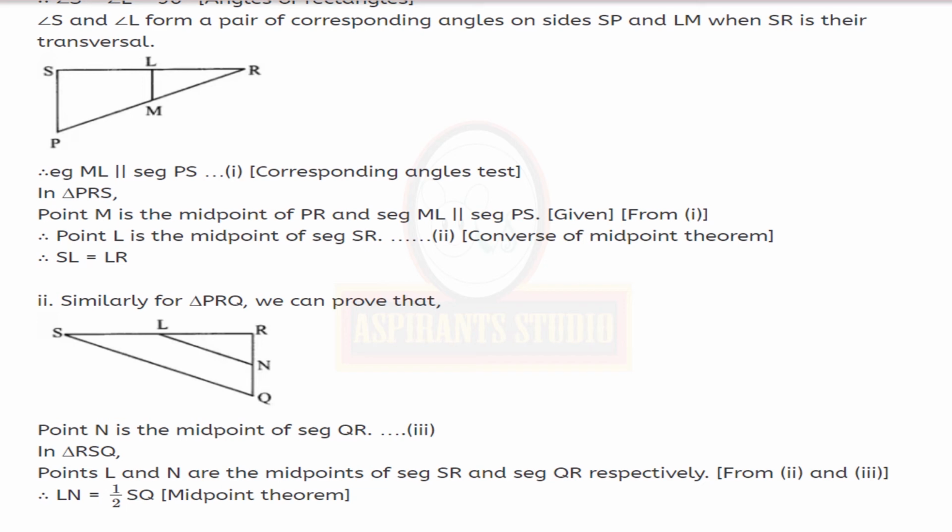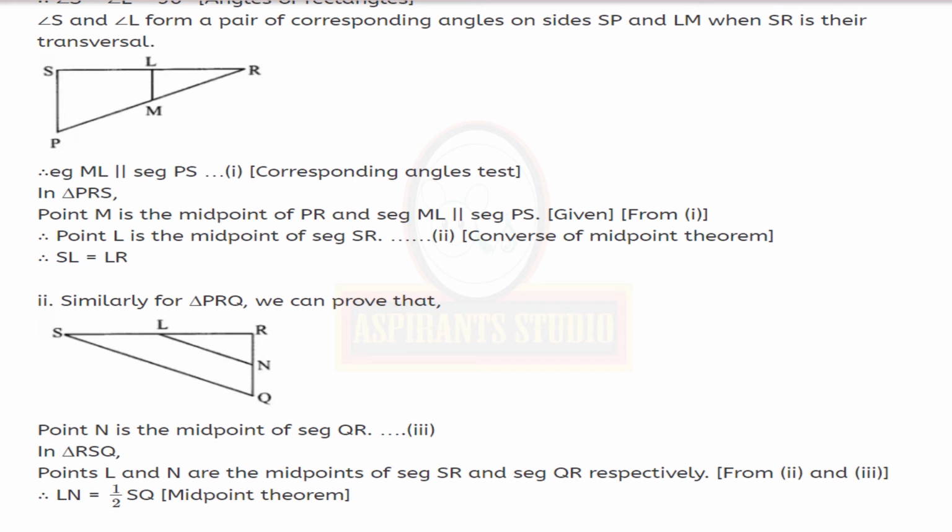The difference between the midpoint theorem and converse of midpoint theorem is, in the midpoint theorem we will be taking two midpoints, here we are taking one midpoint. If a line is drawn through the midpoint of one side of a triangle and parallel to the other side, one midpoint we take and parallel to the other side we are saying, then it bisects the third side. That is the converse of midpoint theorem.